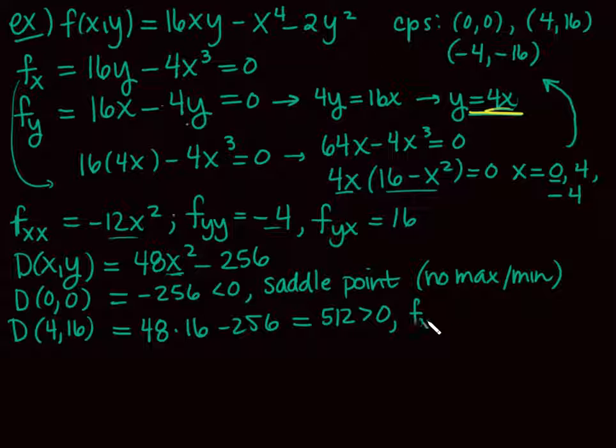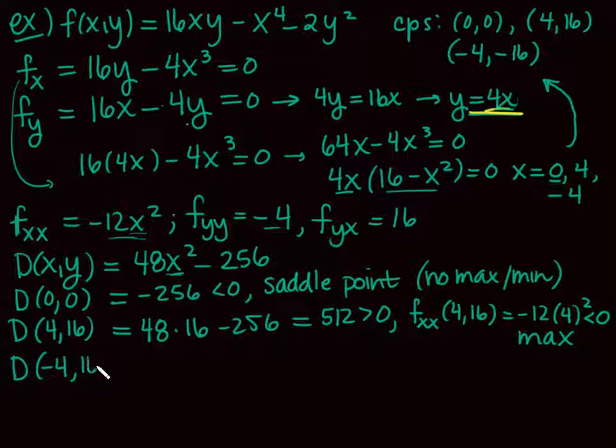So I evaluate f sub xx then at 4, 16. Now look at what f sub xx is. It's negative 12x squared. So I would have negative 12 times 4 squared. I don't know what that is, but I know that's less than 0 because 4 squared is going to be positive. So we have a max. Okay, and then I get a negative 4, 16.